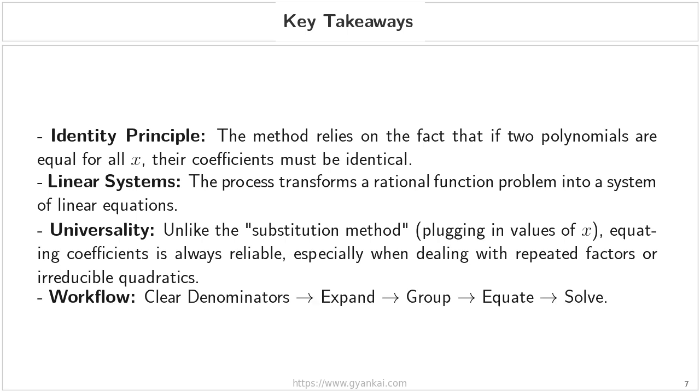Finally, let's look at the workflow. This is a handy reminder of the steps we've been following. First, clear denominators, multiply both sides of the equation by the common denominator to get rid of the fractions. Then, expand, distribute any terms, and simplify. Next, group, collect all the terms with the same power of x together. After that, equate, compare the coefficients of corresponding powers of x on both sides of the equation. And finally, solve. Use your favorite method to solve the resulting system of linear equations for the unknown constants.